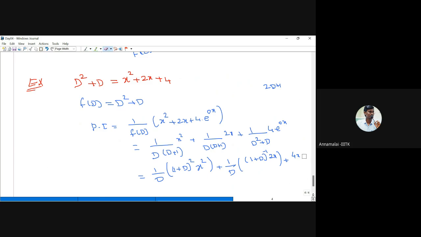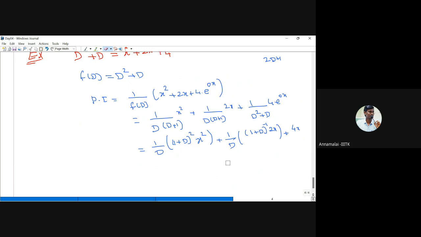Therefore we have 4x, the last term. Sorry, this is 1 minus 1. Now this is (1 plus x) whole inverse, so this is nothing but 1 by D. So alternating plus minus, we get 1 minus D plus D square minus and so on, into x square. Again 1 by D times, if we expand this, again 1 minus D plus D square minus D cube and so on, into 2x plus 4x.